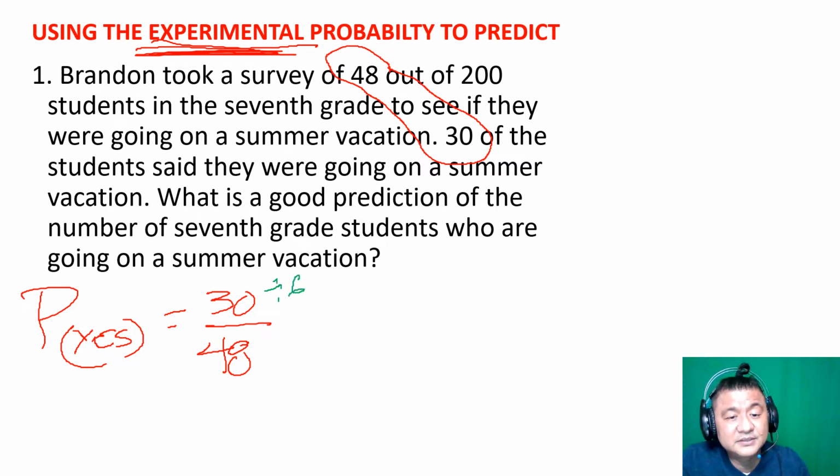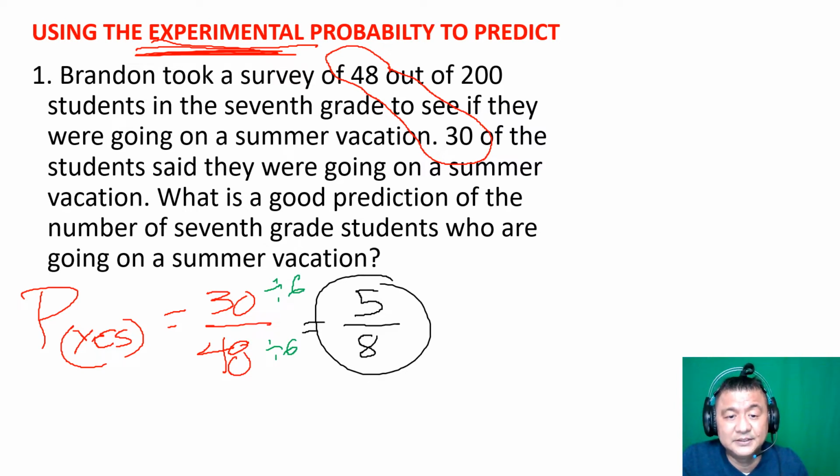Divided by 6, divided by 6. Okay, the lowest terms will be what? 30 divided by 6 is 5. 48 divided by 6 is 8. Okay, we got it? 5 eighths. That's the experimental. Guess what?